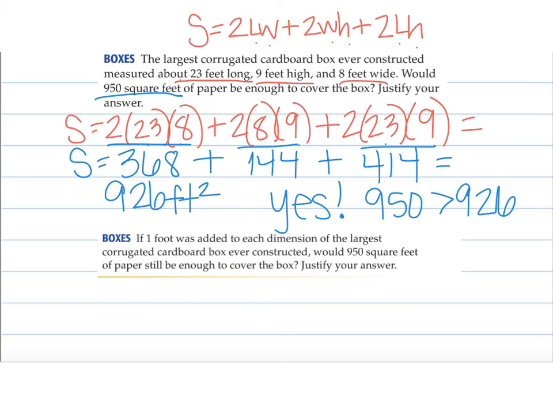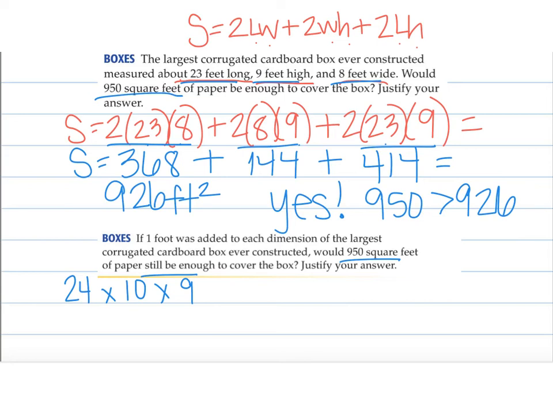If 1 foot was added to each dimension of the largest cardboard box, would 950 square feet still be enough? So I want you to add a foot to all of the dimensions and find the surface area and then tell me if there would be enough paper. So do that, or pause me, do that, and then come back and unpause and check. So now our dimensions are going to be 24 by 10 by 9.